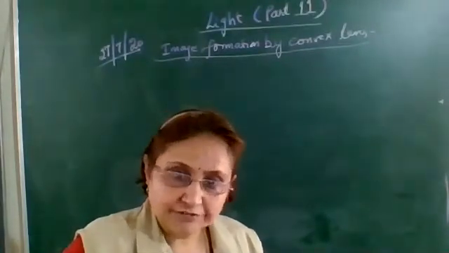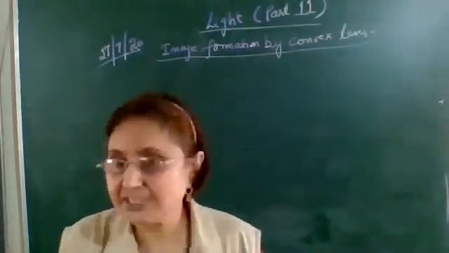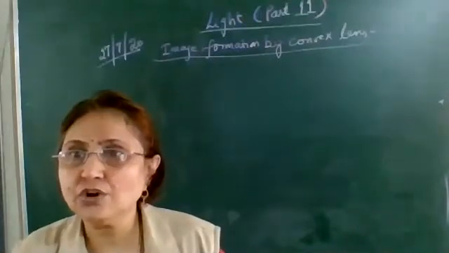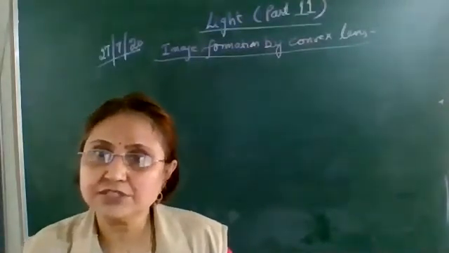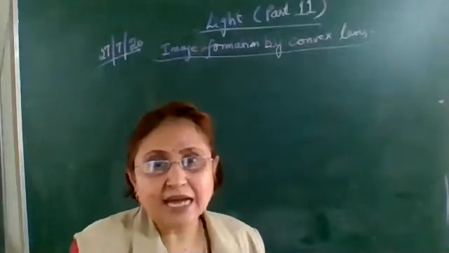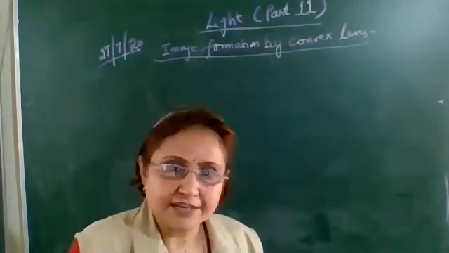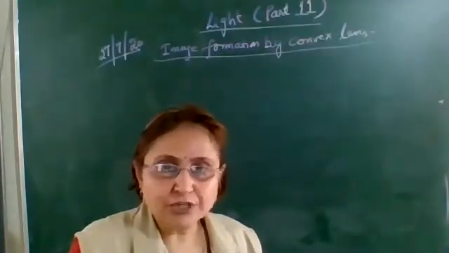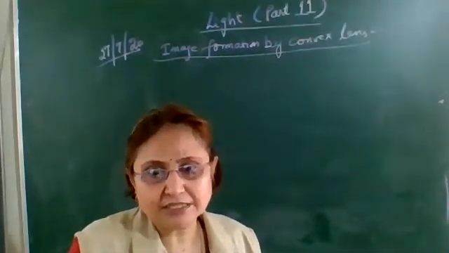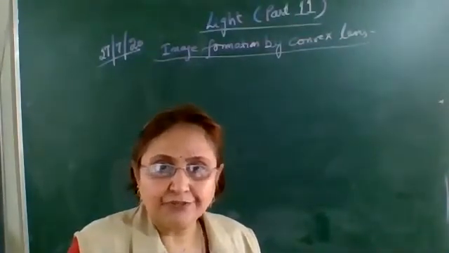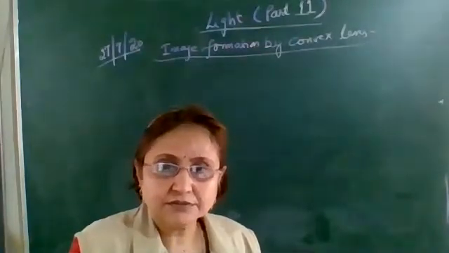This convex lens, as it converges the rays, is also called the converging lens. And the concave lens, as it diverges the rays, is called the diverging lens. Then a few terms related to these spherical lenses we have discussed. The first one, optical center.